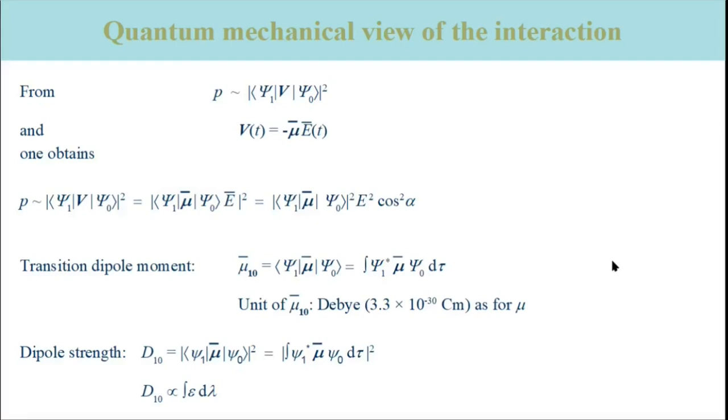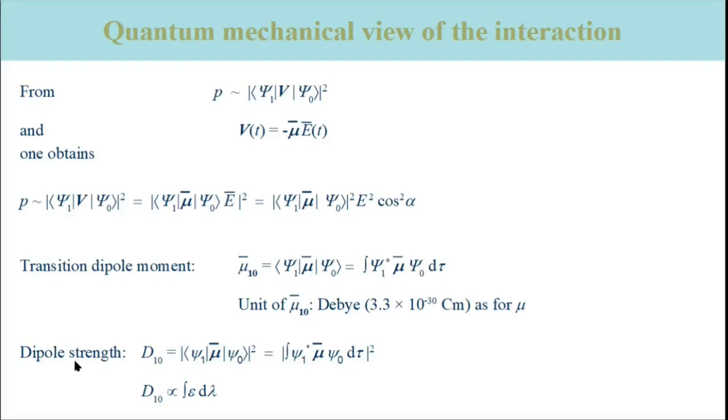So when we evaluate this expression, we have to consider the direction of the vectors and have to multiply their length with the cosine of the angle between them, which I have named alpha. With this, the transition probability becomes proportional to this expression. Thus the scalar product psi1 mu psi0 and its squared absolute value determine the transition probability. They are therefore fundamental quantities in spectroscopy and have been given names: transition dipole moment, or transition dipole, and dipole strength, or oscillator strength. Both are quantities that entirely depend on the molecule and on the initial and final states.